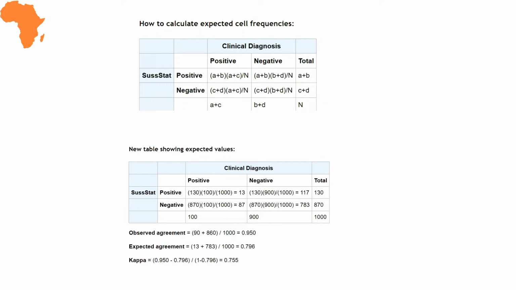0.755, is it a good or a bad agreement? It's a moderate, it's a good one. It's a substantial, right? It's a substantial.